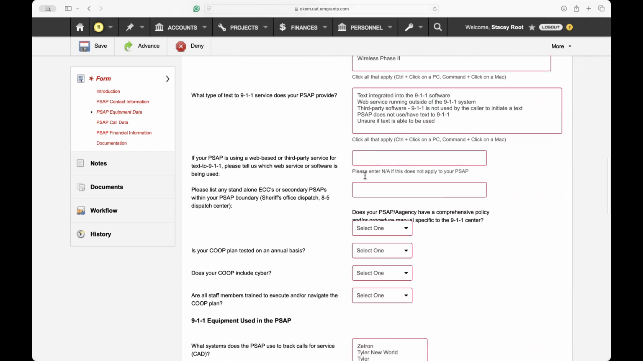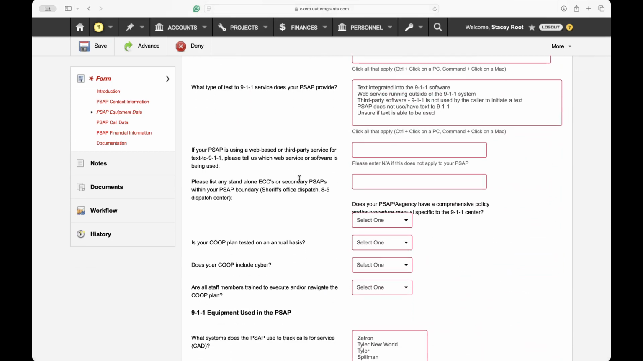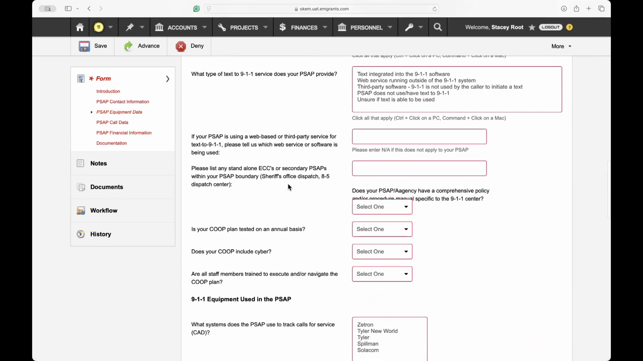Next one is equipment. Is that right? Yep, the next one is under the equipment section. Please list any standalone ECCs or secondary PSAPs within your PSAP boundary, like a sheriff's dispatch, 8 to 5 dispatch center, etc. So this is not OHP. This was actually talked about before in an authority meeting. We know OHP's everywhere. We get that.